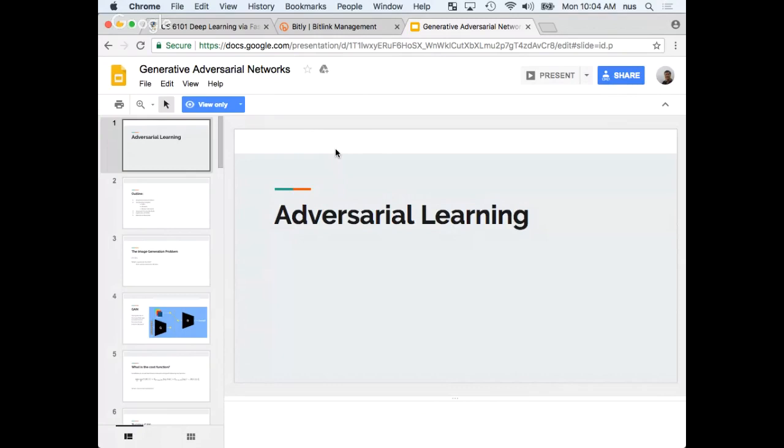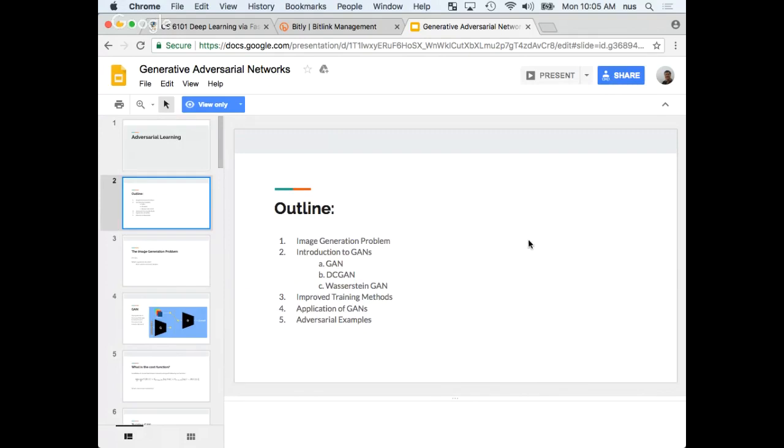Hi. So today we're going to talk about the idea of adversarial learning. Just a brief outline of what I'll be covering today. First, we start off with what motivated this, which is mainly the image generation problem. And then we'll discuss three papers. These are actually the three papers that Jeremy mentions in his lecture as well.